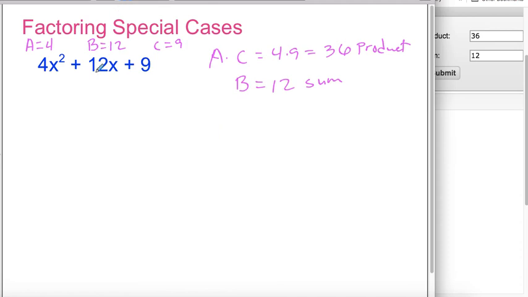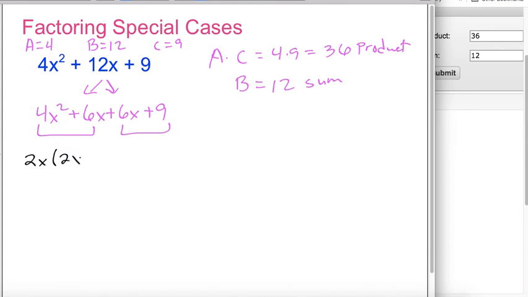Six and 6. So your middle term is going to be split up to a 6x and a 6x. And copying the first term and the last term. And then you have your 2 parts and your 2 parts, and you're going to factor out your GCF. Factors of a 4 and a 6, the GCF is 2, and then x squared and x is an x. Taking out 2x, 4 divided by 2 is 2, x squared divided by x leaves x. 6x divided by 2x will leave you with 3.